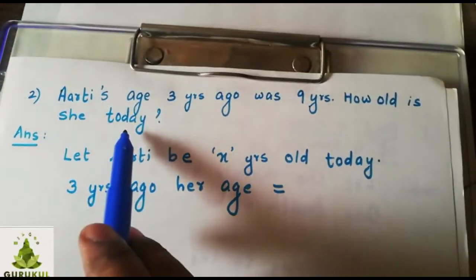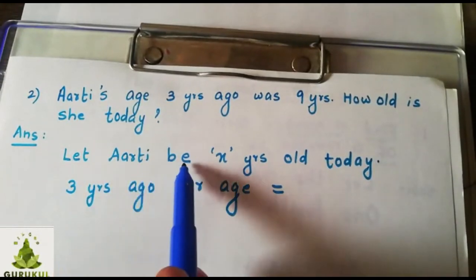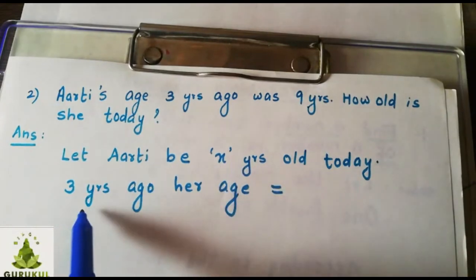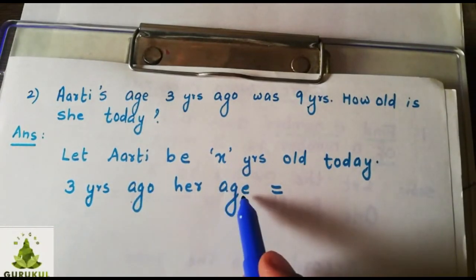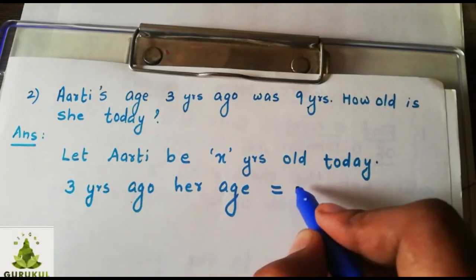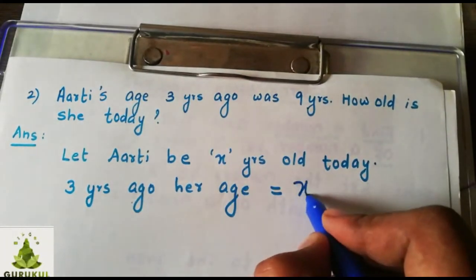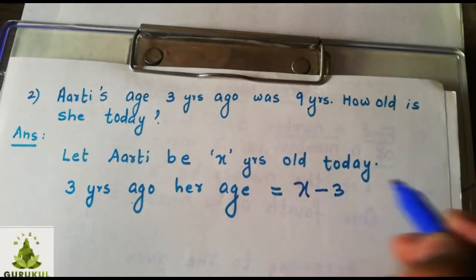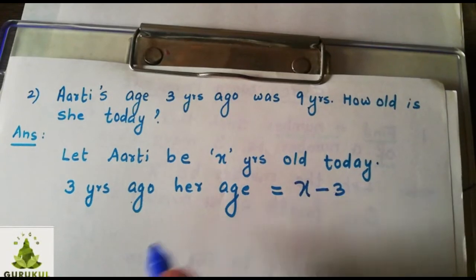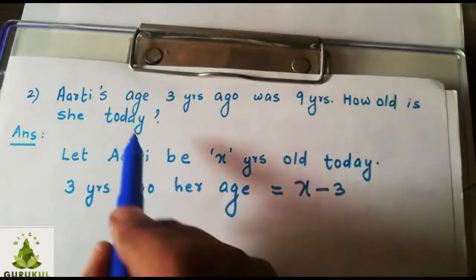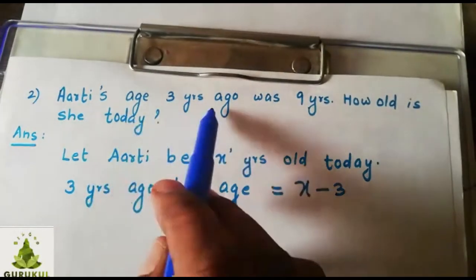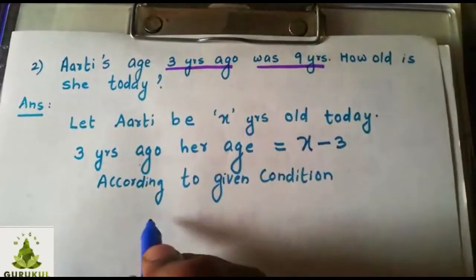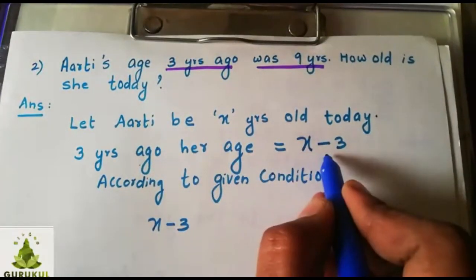Now today's age I don't know, so I will take: let Aarti be x years old today. So 3 years ago what was her age? Today if it is x, then 3 years ago means before 3 years, means less 3. Is it clear? Today's age minus 3 will be the age 3 years ago. Now according to the given condition, 3 years ago she was 9 years. See, 3 years ago, x minus 3, her age 3 years ago was this much.